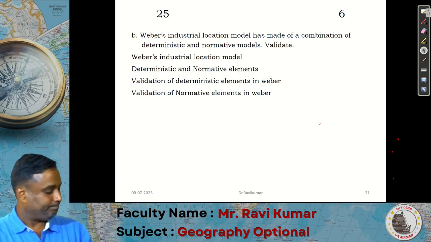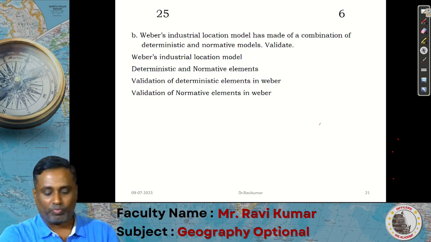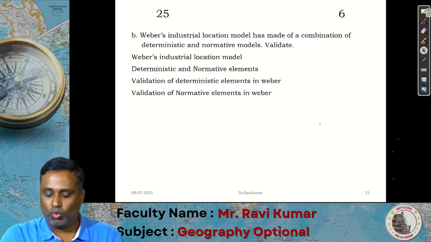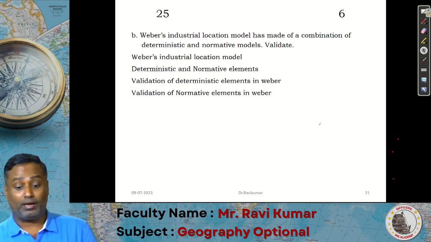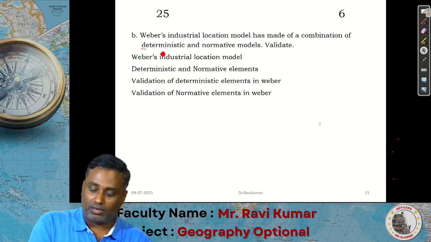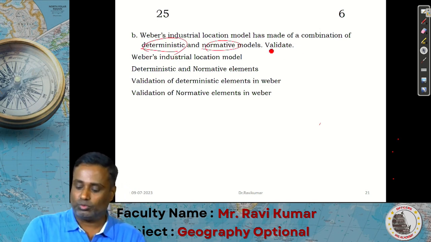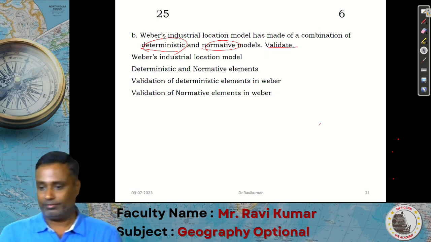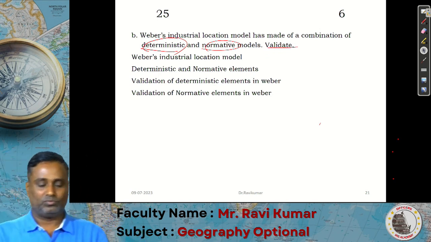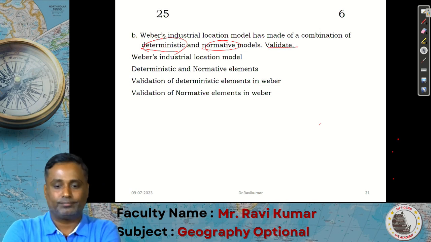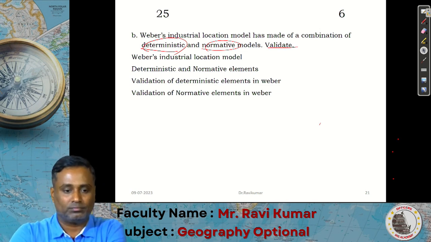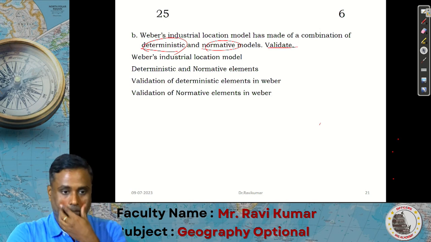Okay, question number B. Weber's interlocution model is made of a combination of deterministic and normative models. The question is asking you to validate. Can anyone tell me what is deterministic? What is normative? This is the perspective of human development.